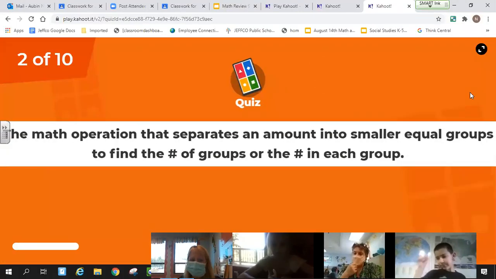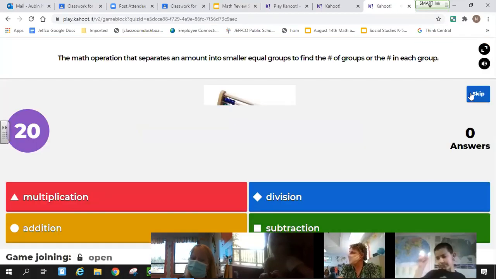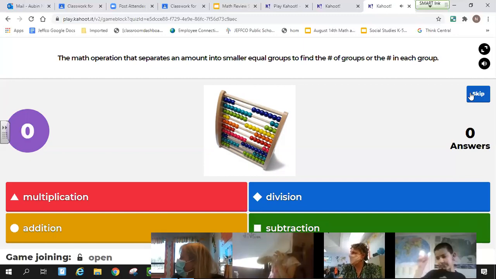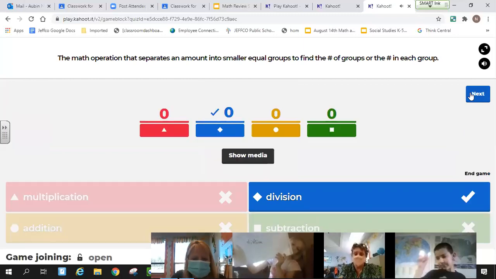Okay, number 2, the math operation that separates an amount into smaller equal groups to find the number of groups or the number in each group. I'll read it again. The math operation that separates an amount. Oh, you know what? I thought it changed for the whole thing. It only changed for one problem. Okay. That stinks. I changed it for 60 seconds, but it only did it for one.